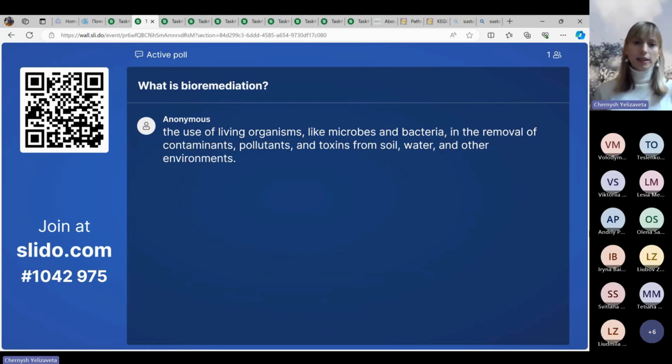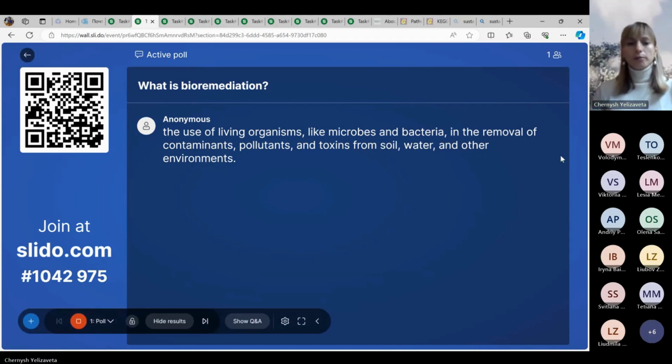Yes, we see it as using some biological agents, living organisms, such as microbes, bacteria, etc., for removal of different types of contamination in soil, in water, in air, so in all ecosystem components. Okay. Maybe others have some opinions that can also be added.